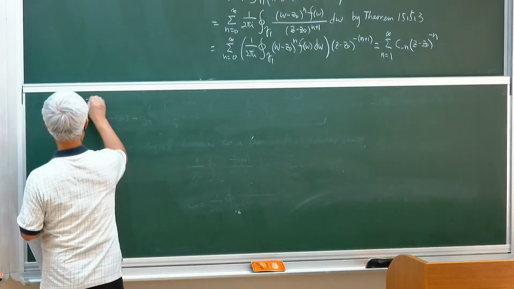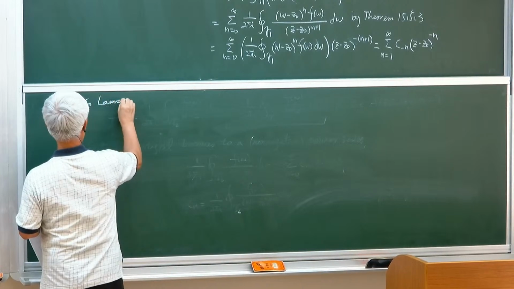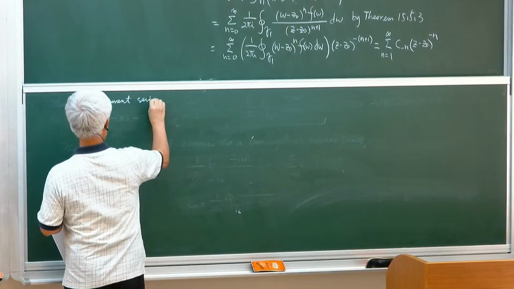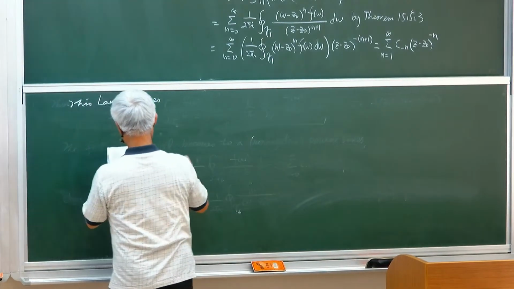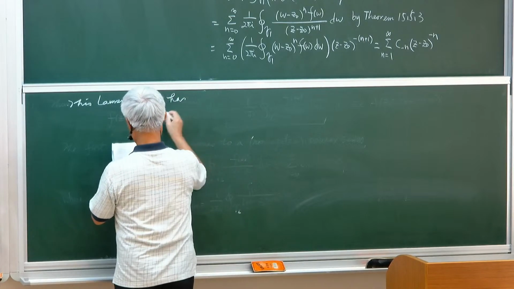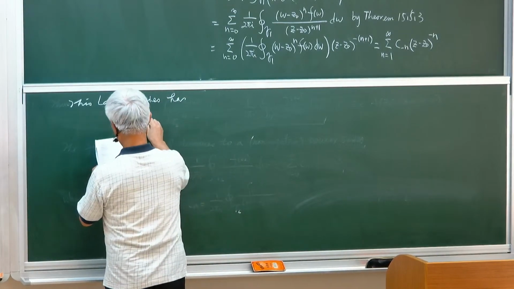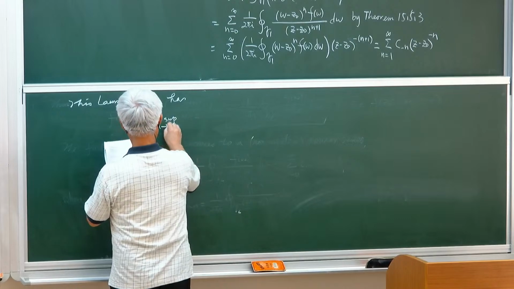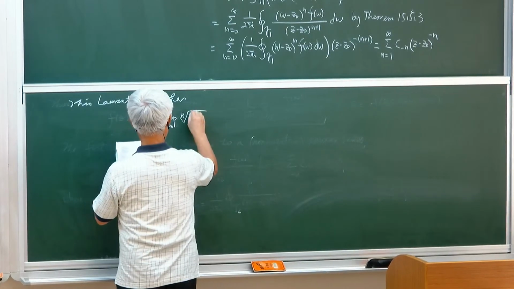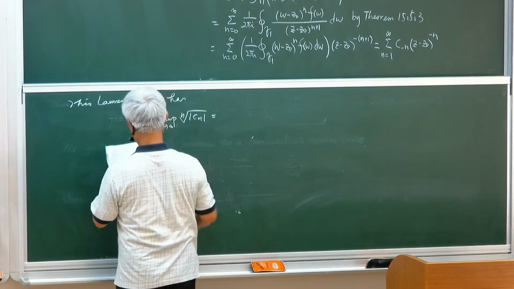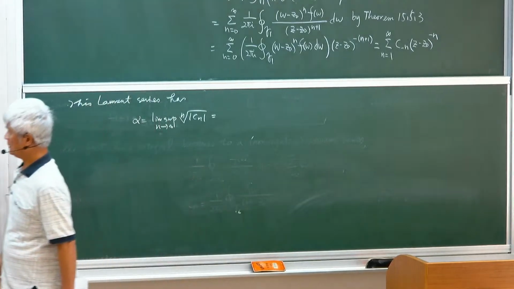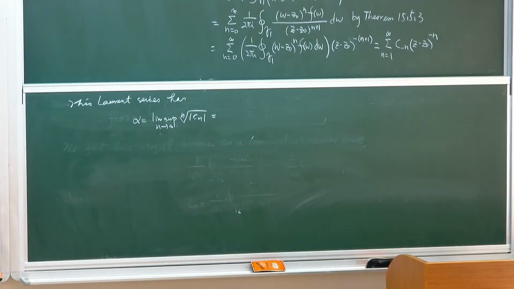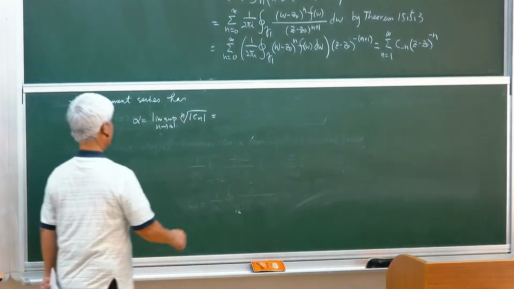Okay, so let's see. This Laurent series has alpha, which is the lim sup as n goes to infinity. But as you can see, the positive powers have 0 coefficient.